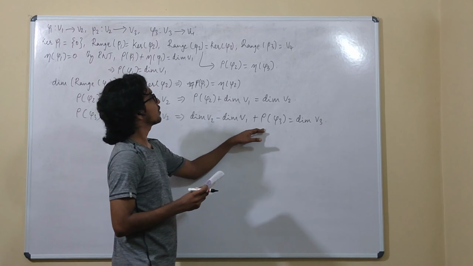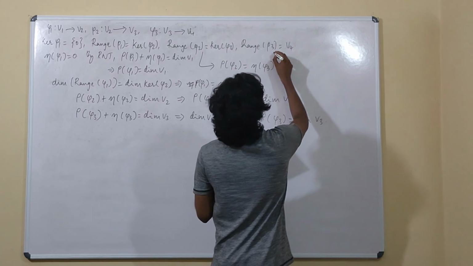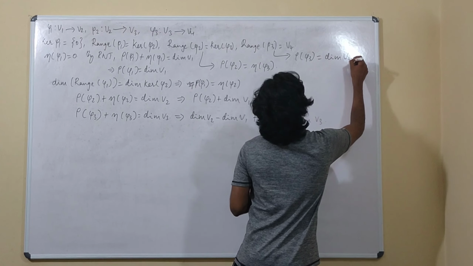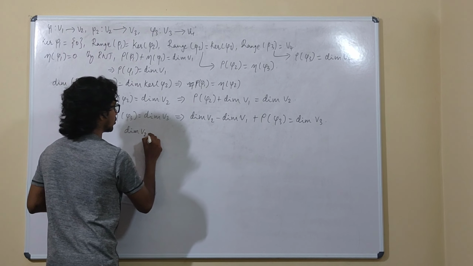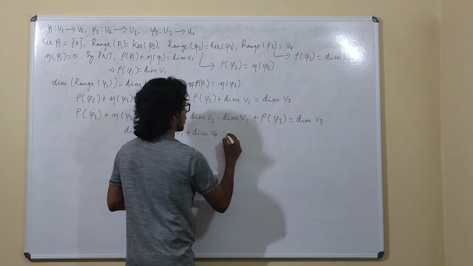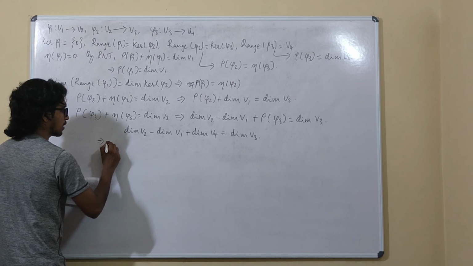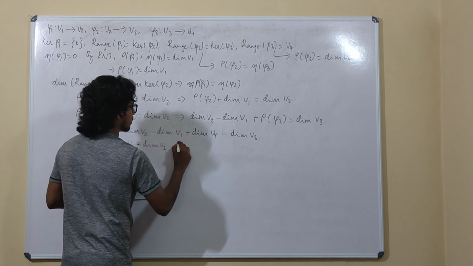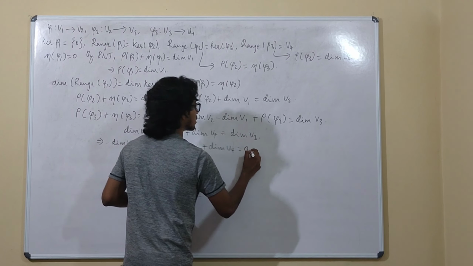Okay, what is rank of phi3? It is given that range of phi3 is the entire V4. So from this what we get is rank of phi3 is dimension of V4. If we substitute it here, dimension of V2 minus dimension of V1 plus dimension of V4 equals dimension of V3. If we bring it to this side, we have minus dimension of V1 plus dimension of V2 minus dimension of V3 plus dimension of V4 is 0.